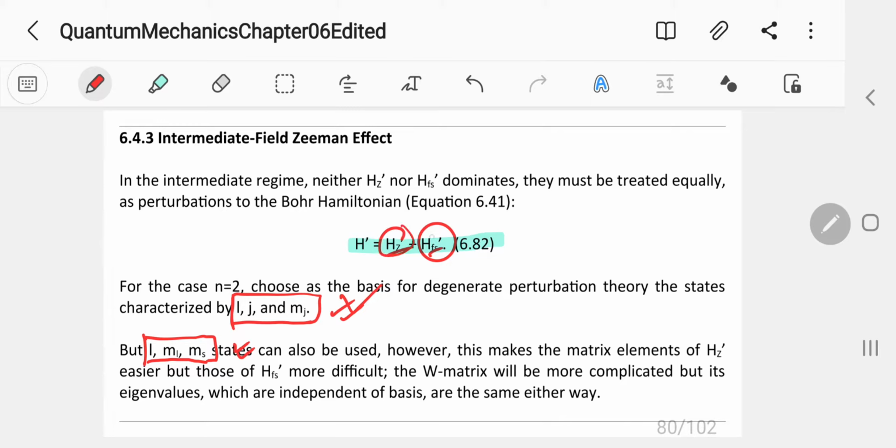This would be easy, and this one would be difficult here. So anyway, that's the take there. You either choose the states characterized by L, J, and Mj, or L, Mj, NMS, and then you can do it in two ways, but you're supposed to get approximately the same result.